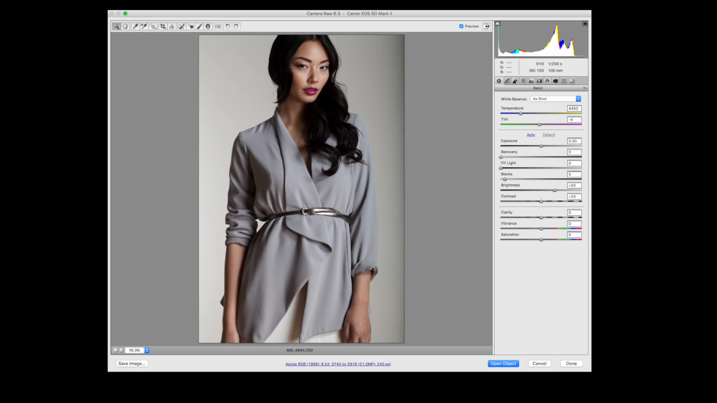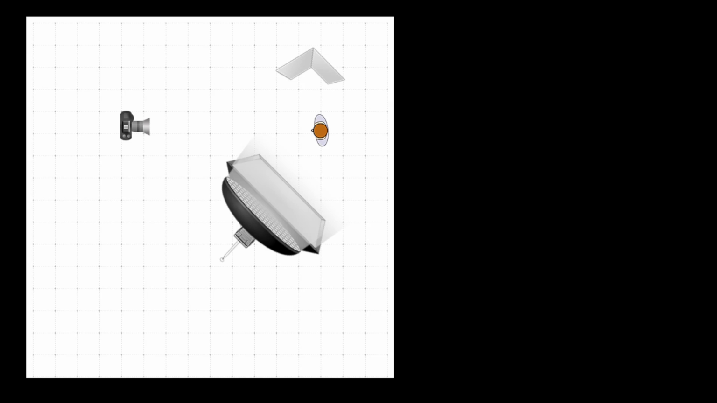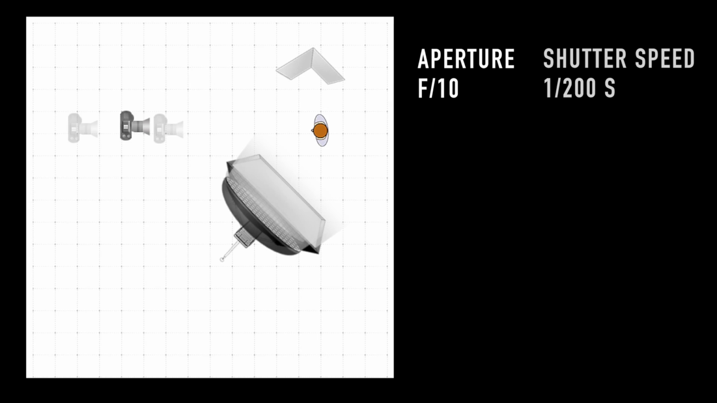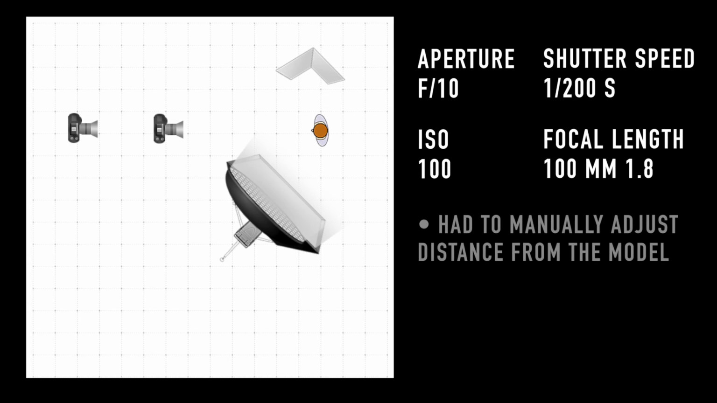Let's go over the raw file of this photo. The aperture is at f10, shutter speed 1/200th of a second, and ISO 100, and I was shooting, well, of course, at 100mm, 2.0 fixed aperture. Aside from the camera setting, because I was shooting at the long fixed focal length, I had to manually walk back and forth to adjust my distance from her. I also had a V-flat to bounce some light back onto her.